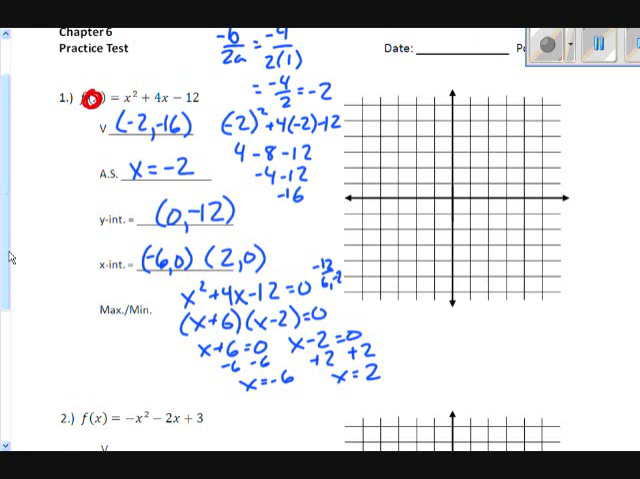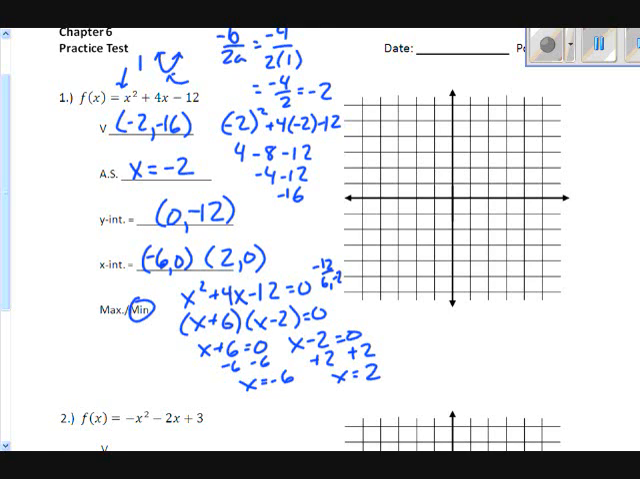And then the last piece, the maximum and minimum, when we look at the a value. Here, the a value is a positive 1. Since it's positive, that means this thing is going to open up, which puts my vertex at the bottom, which means that this is a minimum. And that should be true when we go to graph this thing.